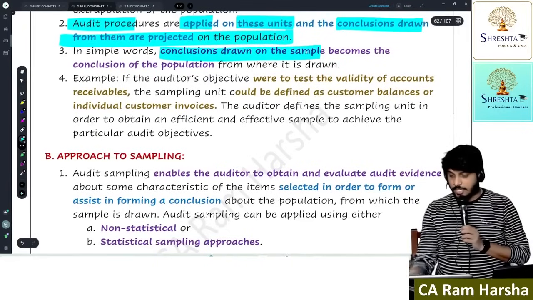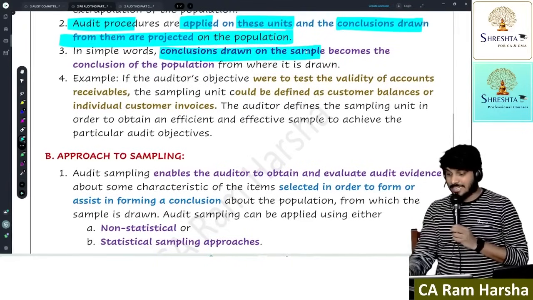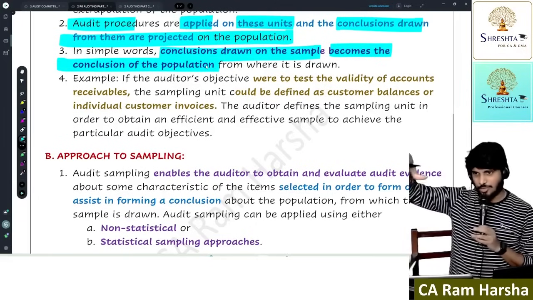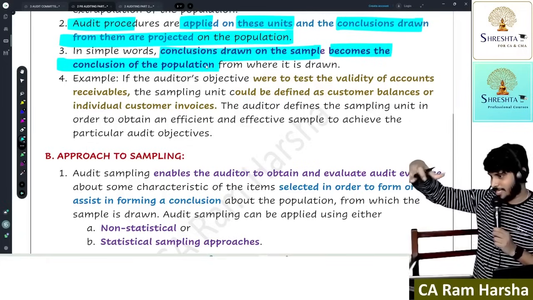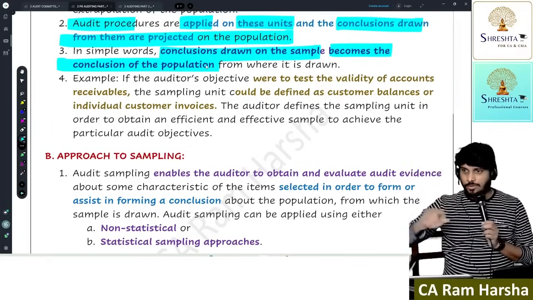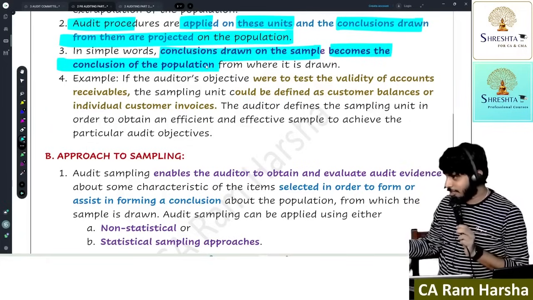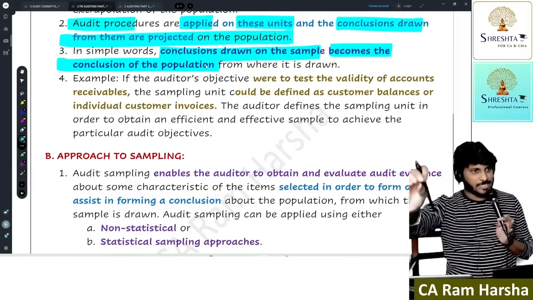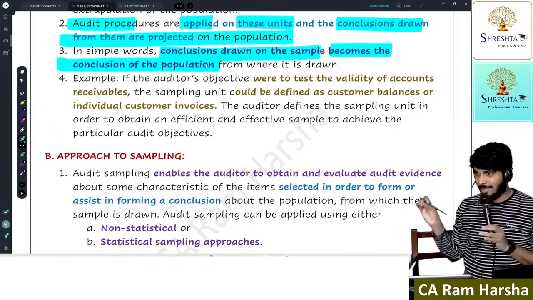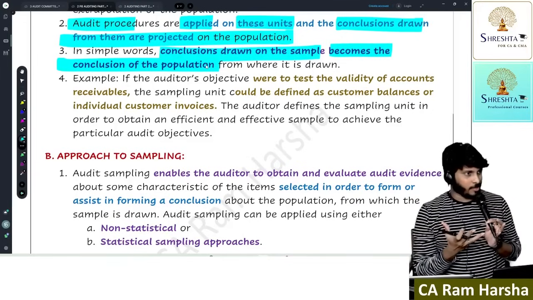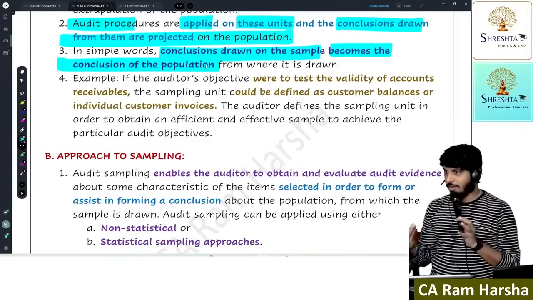Whatever conclusions we are drawing on the sample, that conclusion applies to the population. Take the example of rice cooking. To check whether the rice has been cooked properly or not, we don't check each and every grain. We only check a sample. If the sample is too wet, we say that the rice was not cooked properly. Yes or no? It's not boiled properly.